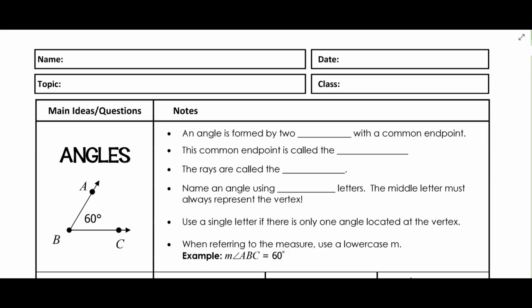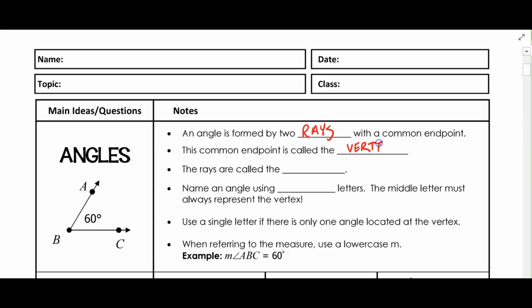So our first main idea here, again, we're talking about angles. So if we see in the picture here, we have a 60-degree angle, and it's got letters A, B, and C. B is at the vertex, and A and C are on each of the sides. So an angle is formed by two rays with a common endpoint. This common endpoint is called the vertex.